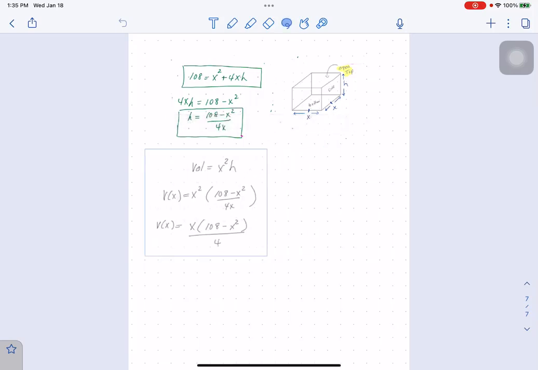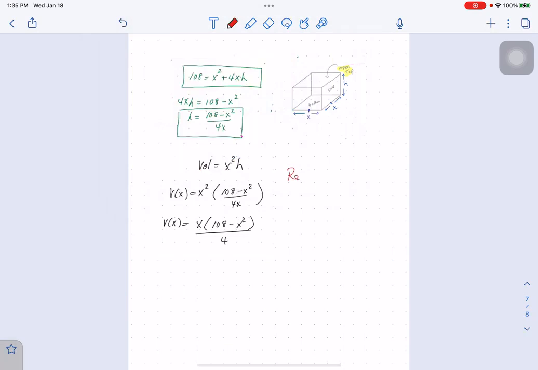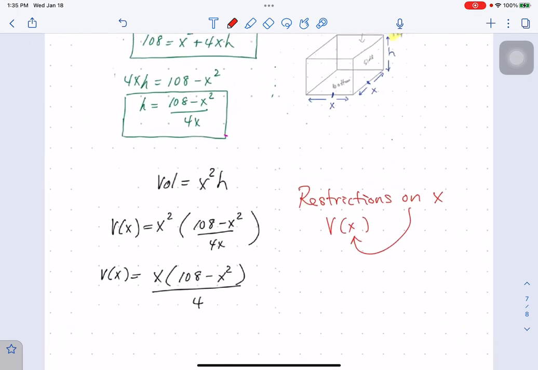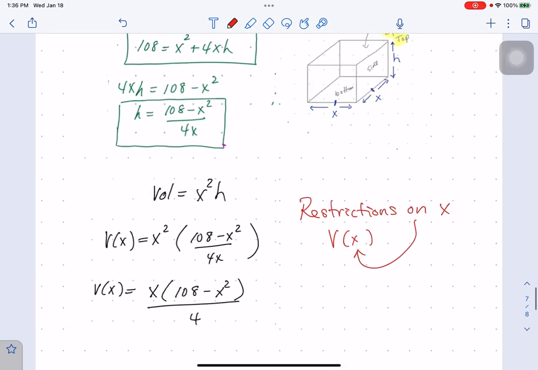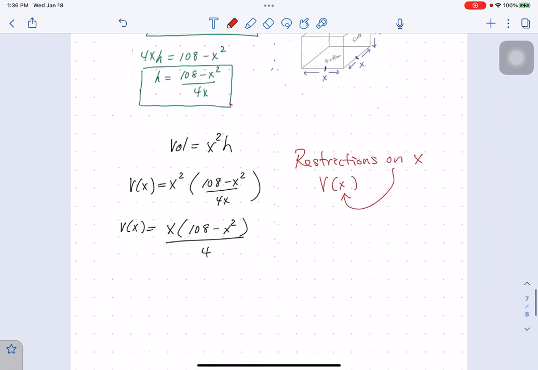And so I'm going to go after restrictions. And I want restrictions on the x. Okay, because that's the one that I've solved for, so that's the one that we want restrictions for. Okay, so I want restrictions on x.